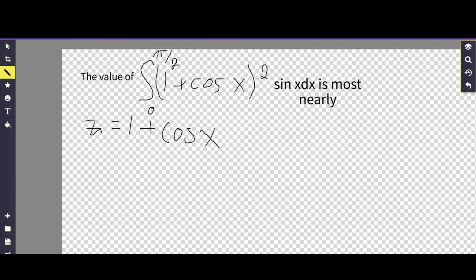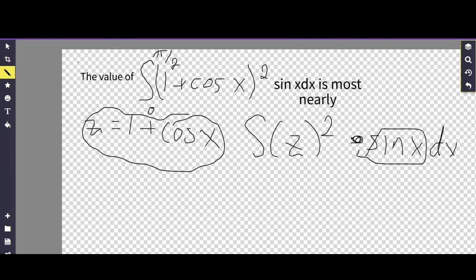Okay. And just like substitution sounds like, what we do is we plug it in and it allows us to implement it. So what we can do is realize that the integral is now going to look something like this, z squared, but then we also have the sine of x dx. So how do we solve this? Because we just set this part equal to here.